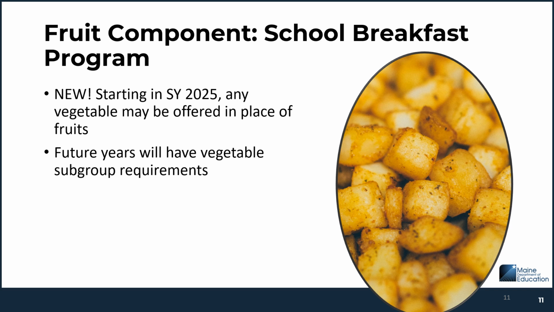The final rule continues to allow schools to substitute vegetables for fruit in the school breakfast program. For school year 2025, schools have the option to offer any vegetables in place of fruit at breakfast. However, it's important to note that in future school years, any school choosing to offer a vegetable at breakfast will have some vegetable subgroup requirements depending on the number of days a week they choose to make this substitution.